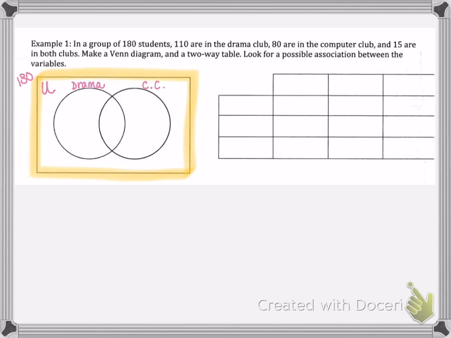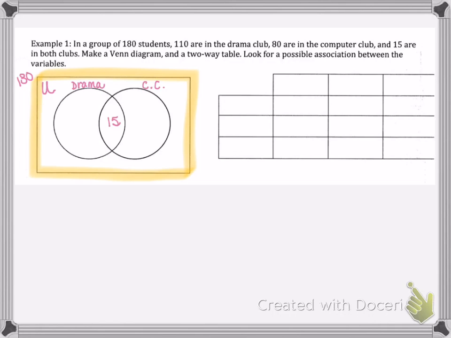Now let's start with the easiest piece of information. They tell us that 15 students are involved in both clubs. That's going to be the region that they both share. So there are 15 students that are in between drama and computer club because they're in both.